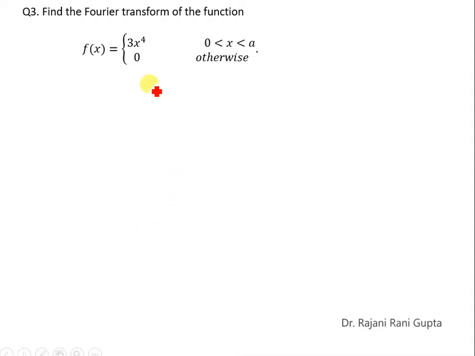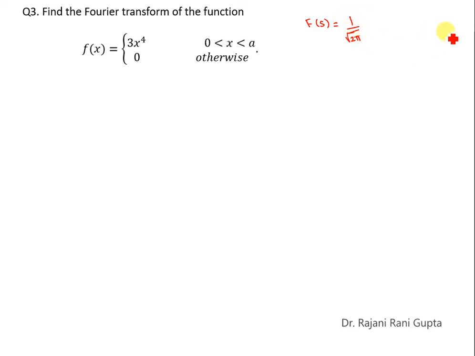In this example, we have to find the Fourier transform of this function f(x). It is defined from 0 to a as 3x⁴ and it's 0 otherwise. Now we know that the Fourier transform of any function, we write it as 1 over square root of 2 pi.